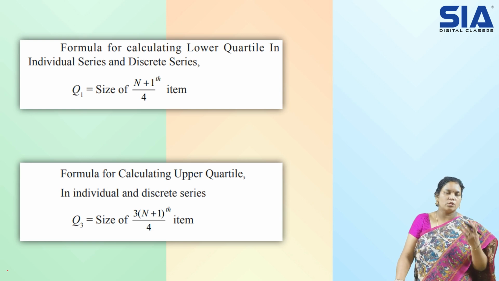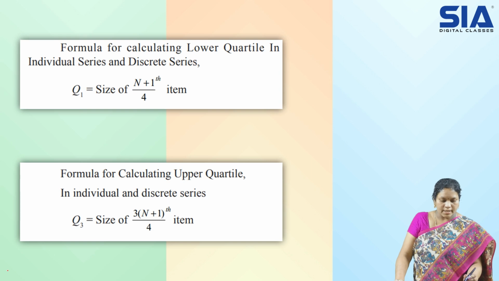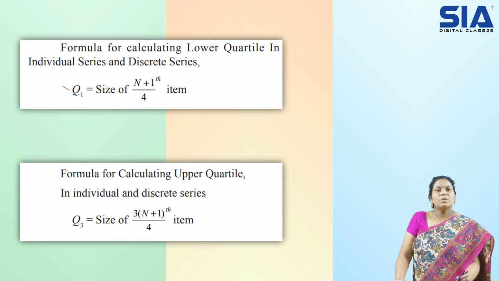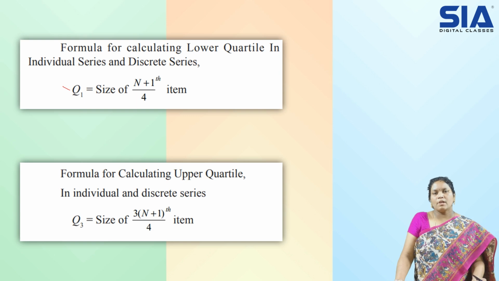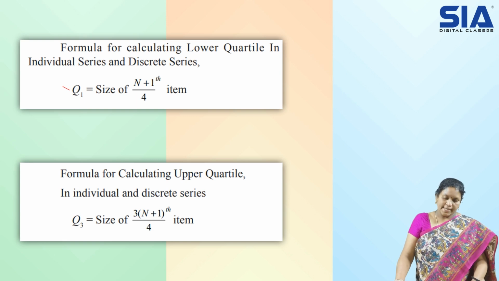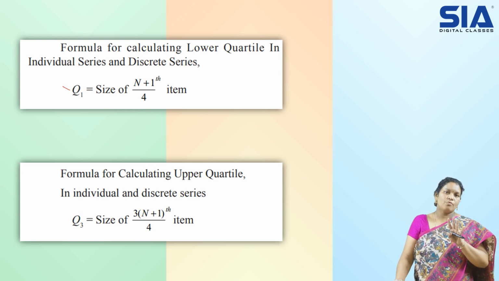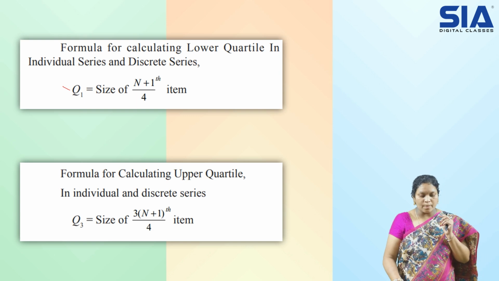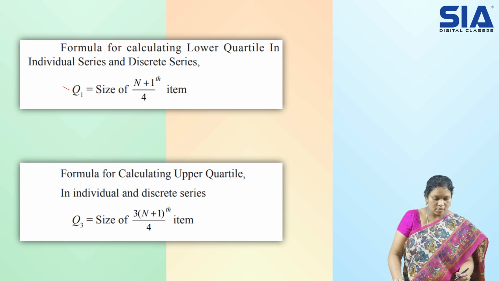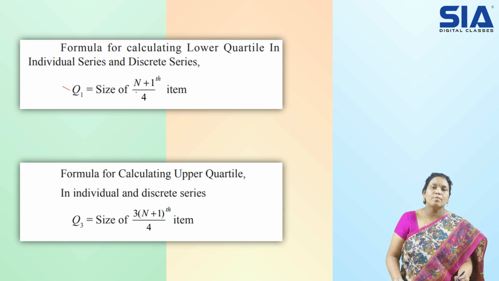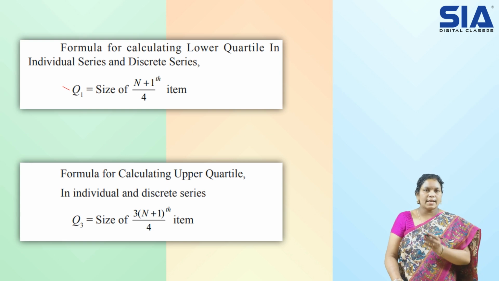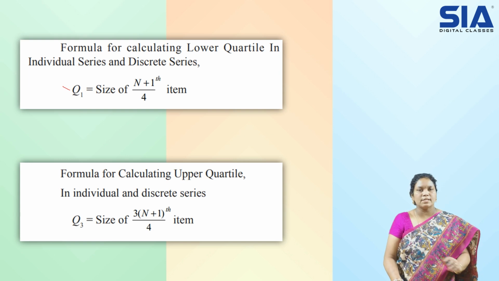For both of them we have the same formula, that is Q1 is equal to size of (n plus 1) by 4th item. Just like the median, right? In the median, (n plus 1) by 2 is considered, because the median divides the data into two equal halves, so we divide by 2. Here quartiles divide the data into four parts, so for that (n plus 1) by 4 is considered. So that is the formula. If you learn the median properly, that resembles quartiles, and further deciles and percentiles also.